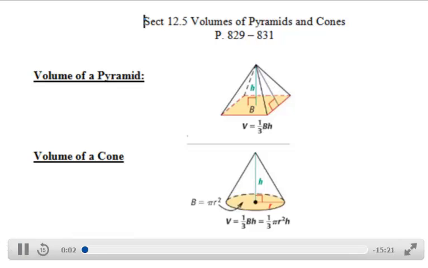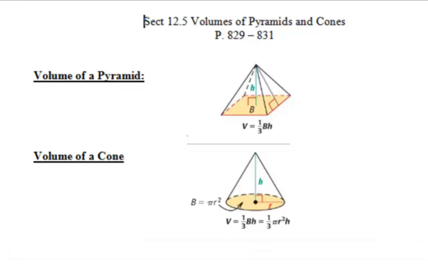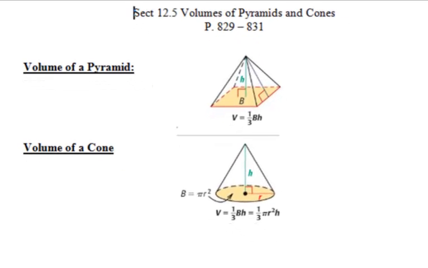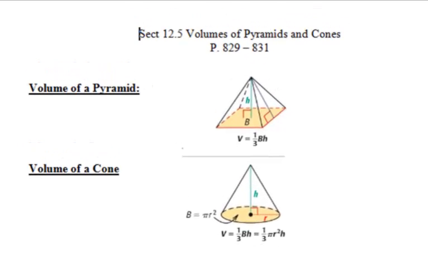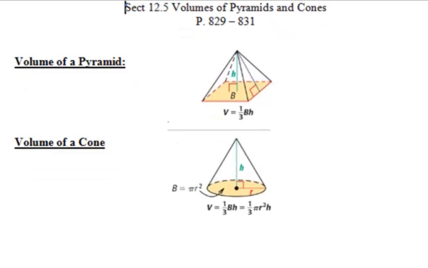Okay, these last couple sections, 12.5 and 12.6, we have some formulas we've got to learn and learn how to use them. The first one we're going to start out with is the volume of a pyramid. The volume of a pyramid is 1/3 of the area of the base times the height.